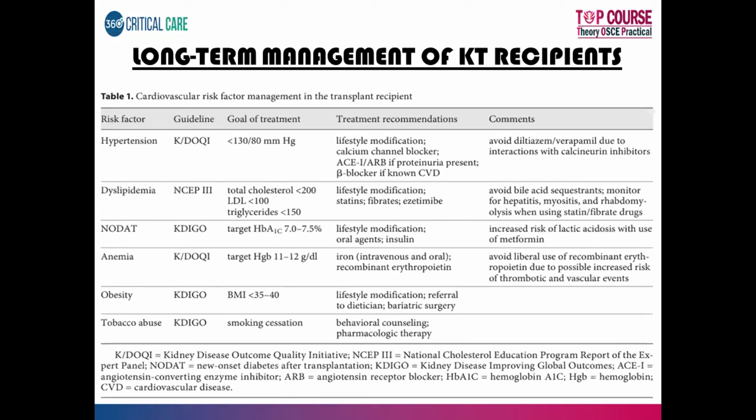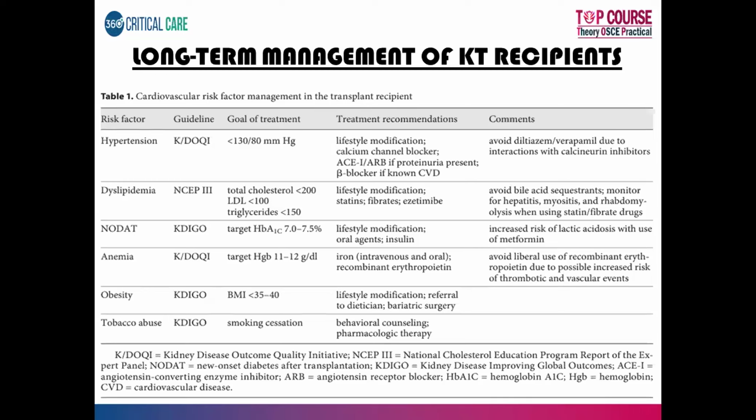So finished transplantation is done, they can do anything? No, nothing. There are certain goals of treatment which they have to follow post-transplantation. One is hypertension. If the patient has hypertension, they have to maintain their BP below 130 by 80 mmHg. This can be done by lifestyle modification or by using a calcium channel blocker, ACE inhibitors, or a beta blocker if the patient has an underlying cardiovascular disease.